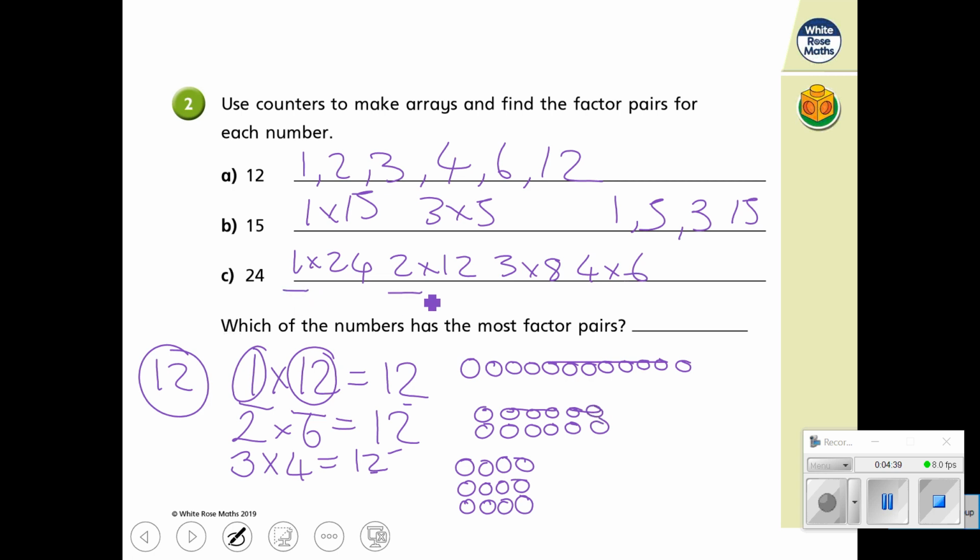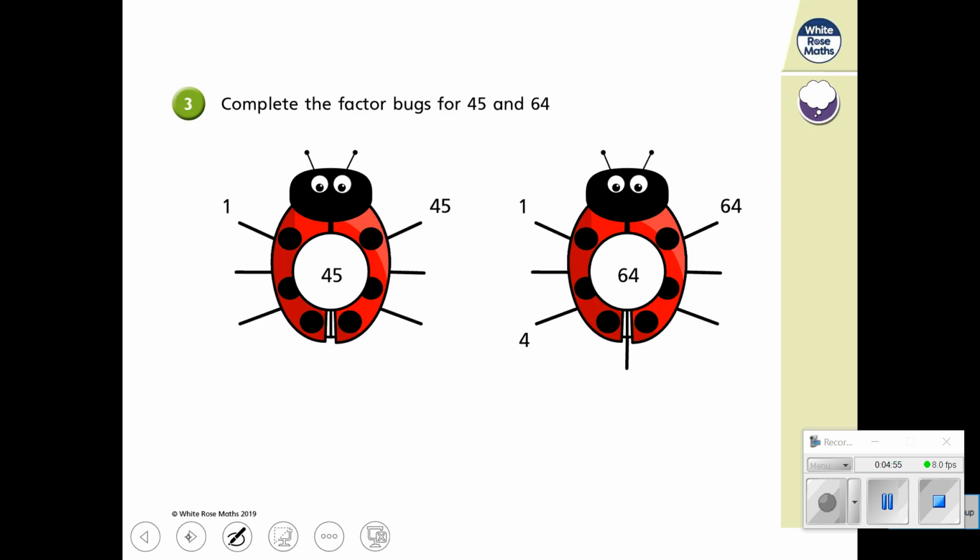Notice the pattern. If you start from 1 when you're trying to find your factor pairs, and find any factor pairs that have 1 in, any that have 2, any that have 3, 4, 5, and so on, you're less likely to make mistakes. Okay.